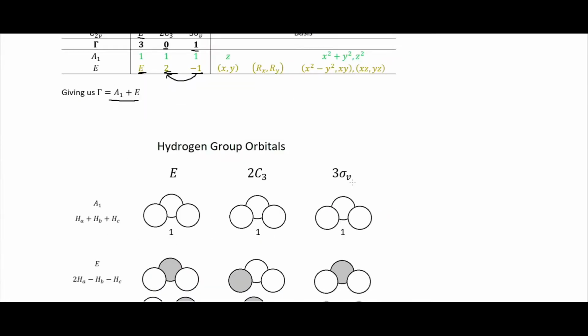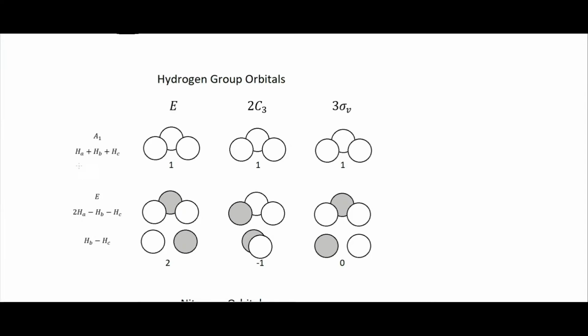And so this gives us the hydrogen group orbitals. So in these little formula right here, I'll explain where those come from in a couple videos from now when I get into the projection operator and how to find these things. But for now, we'll just accept that the A1, so the 3 hydrogen s orbitals, look like this with the A1 symmetry. And in the E, we have these two things right here. So these are the two bases for the E symmetry here.